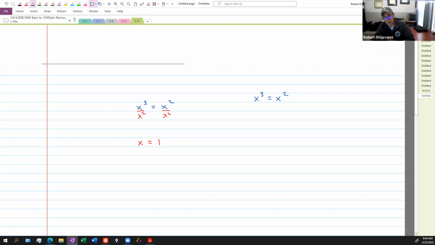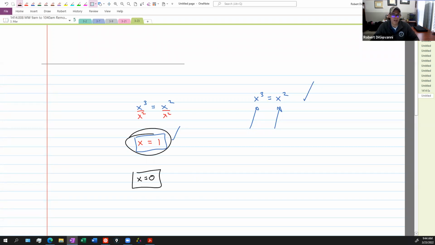Let's check. Does that answer work? Here is the original equation. We said x is 1. If you plug 1 in here, is it true? 1 cubed is equal to 1 squared, right? That's true, so yes, I agree, that works. You got x equals 1 as an answer. But what about x equals 0? Doesn't x equals 0 work as well? If I plug in 0, it works. But somehow you don't have that answer here. You missed that answer somehow. How did you miss the answer?